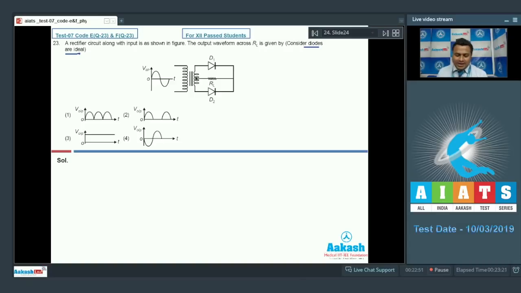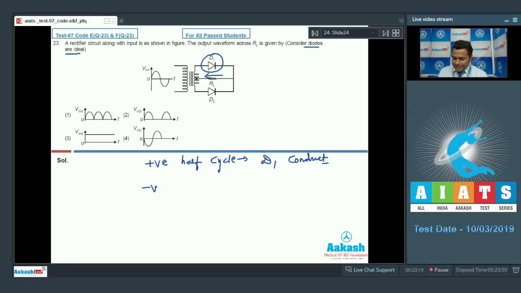Consider diodes as ideal. Now this is the circuit for a full wave center tap rectifier. During the positive or first half cycle of the input, diode number 1 will conduct, D1 conducts, and therefore you will get the output across RL.